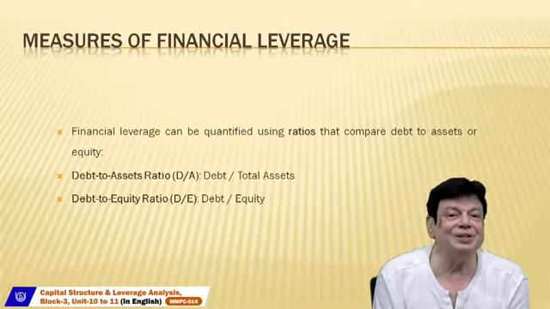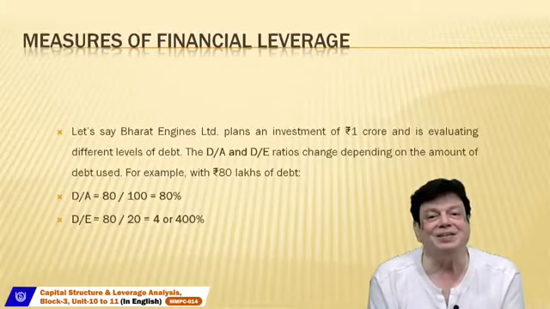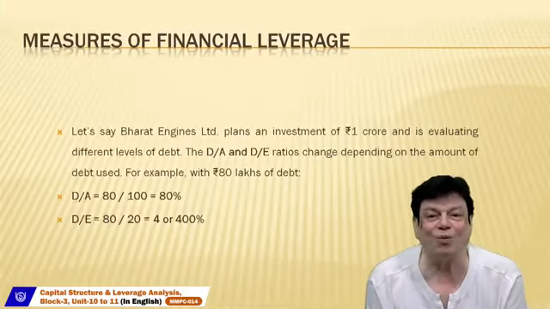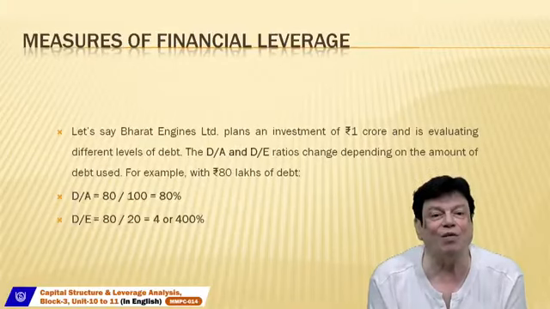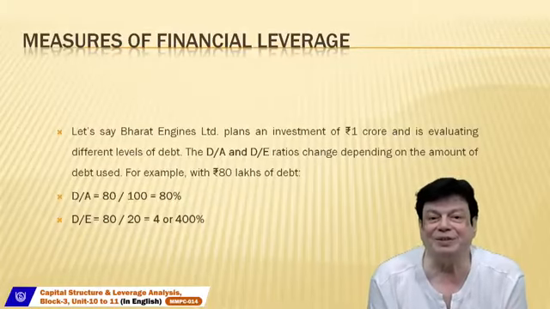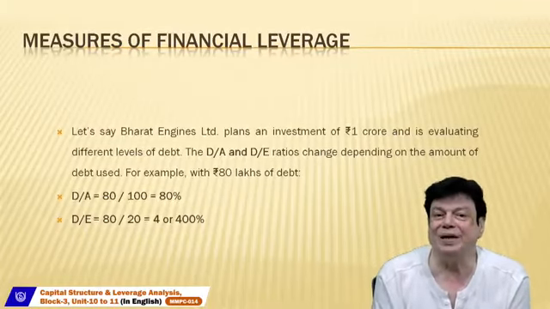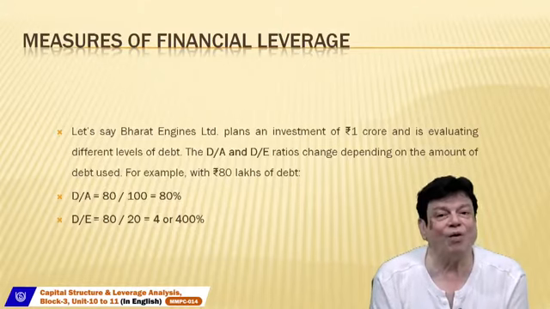Let us take another example: Bharat Engines Limited plans an investment of rupees 1 crore and is evaluating different levels of debt. The DA and DE ratios change depending on the amount of debt used. For example, with rupees 80 lakh of debt, the DA ratio is 80 divided by 100, that is 80%, and the DE ratio is 80 divided by 20, that is 4 or 400%.